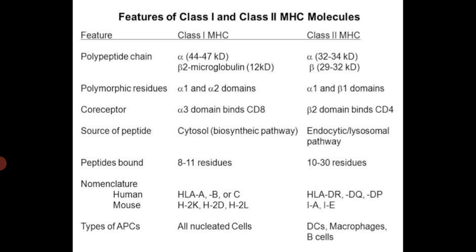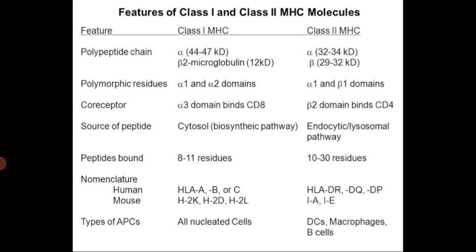In a class first molecule, two chains are there: one is alpha and another one is beta 2 microglobulin. Whereas a class second molecule is made up of alpha and beta chains. Alpha 1, alpha 2, beta 1 and beta 2 are the domains of the polypeptide chains in a class second molecule. The co-receptor alpha 3 domain binds with the CD8 cell receptor, but in case of class second molecule, the beta 2 domain binds with the CD4 receptor.